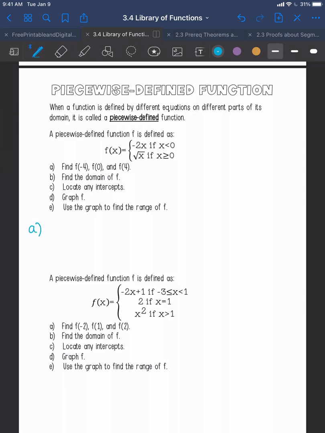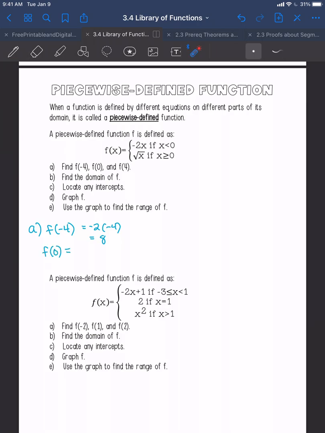So f of -4, we're going to use this first equation because x is less than 0, so that's the one we need to use. So we're going to take -2 times -4, which is 8. So f of -4 is 8.